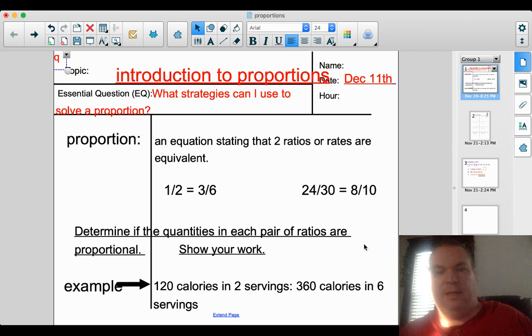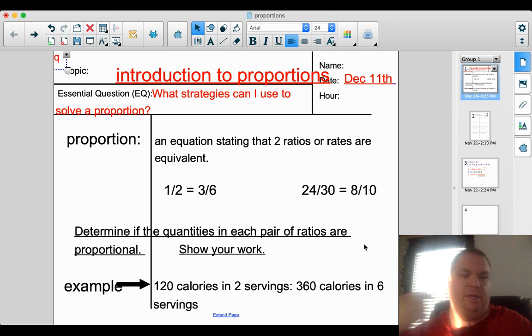We're going to start talking today about proportions, and what strategies we can use to solve them. So, the definition of a proportion is an equation stating that two ratios or rates are equivalent. Again, equivalent just means equal, okay?